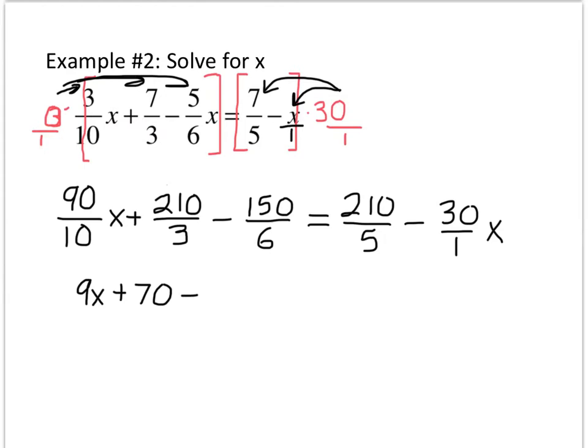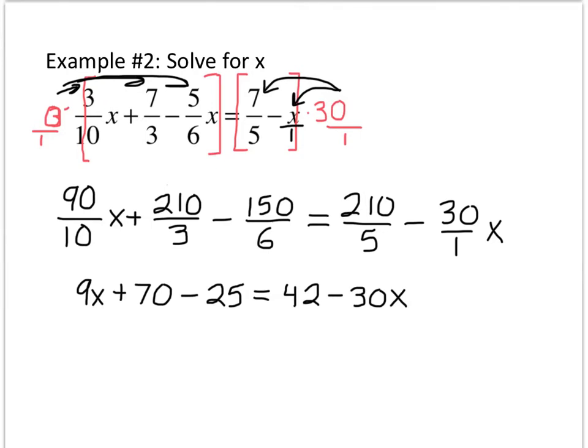150 over 6, we can do a little bit of math here. I know 120 over 6 would be 20, and then I need 5 more, so it turns out that 150 over 6 is 25. And again, if you need to use a calculator for that calculation, that's perfectly okay. 210 over 5 is going to be 42, and we still have 30 when I divide it by 1, so over here that's 30x. Good.